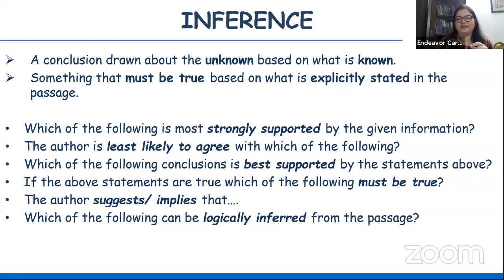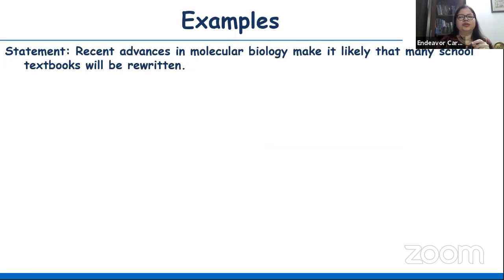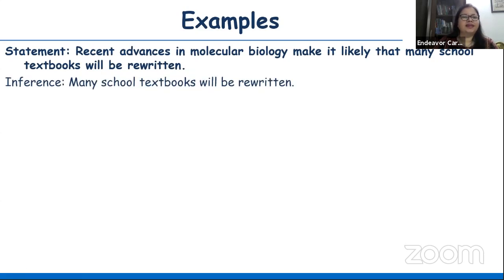Let's take this ahead. Let's look at this statement. Recent advances in molecular biology make it likely that many school textbooks will be rewritten. What does this say? Recent advances in molecular biology make it likely that many school textbooks will be rewritten. Inference: many school textbooks will be rewritten. Would you say this is a correct inference?